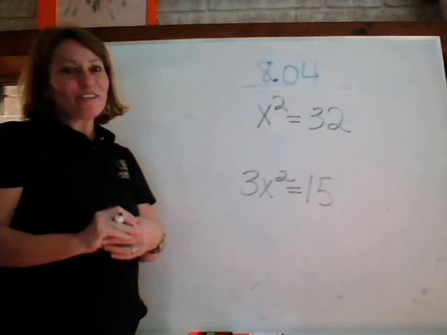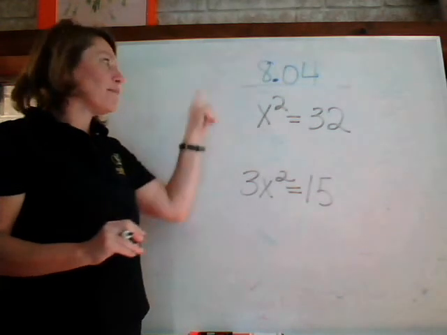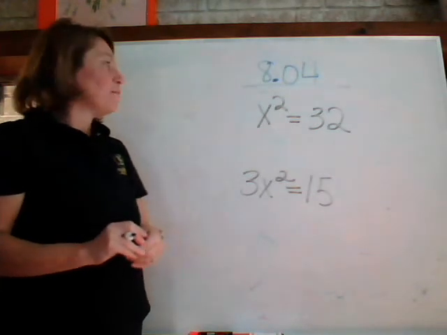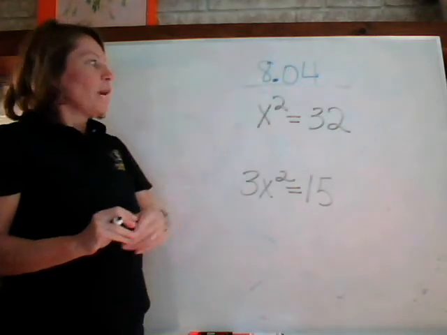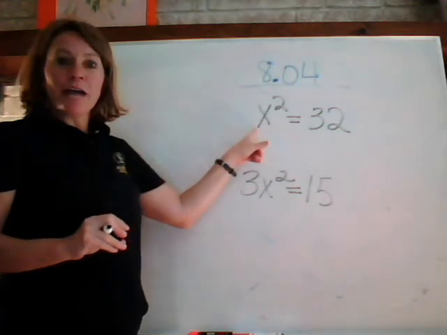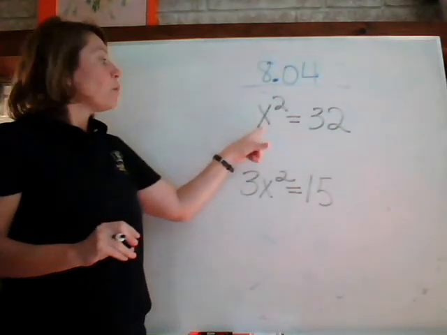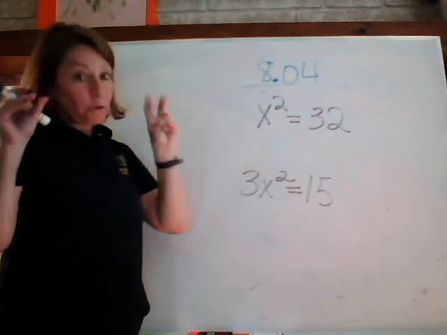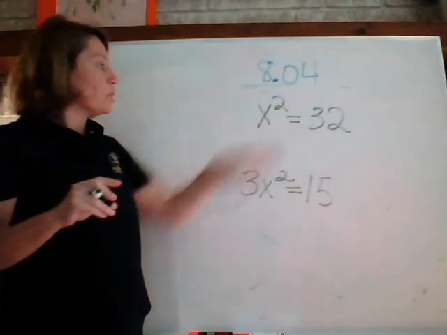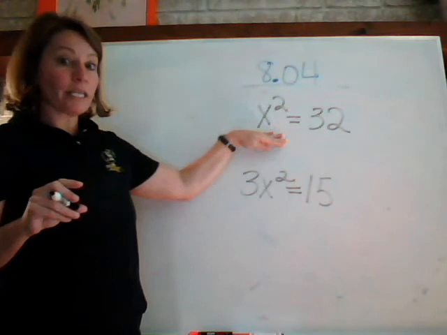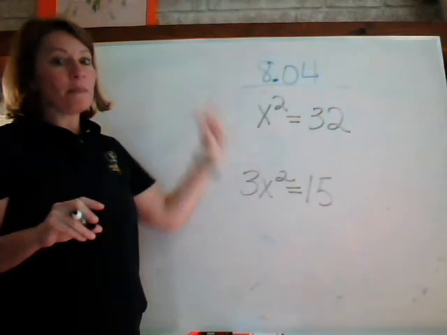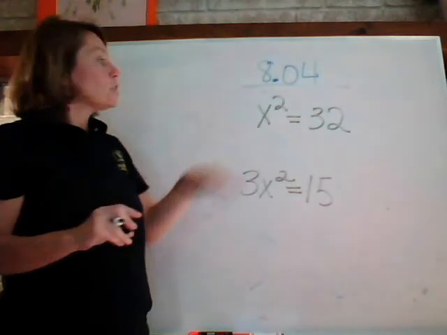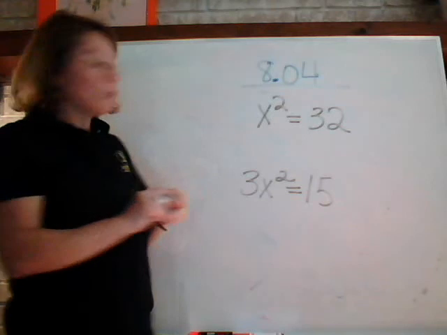This is solving quadratics part 2, but this is the first lesson in 8.04. What I'm going to do is show you how to quickly solve quadratics that are missing the middle term, or the b, the linear portion. You have the quadratic portion, which is x squared, but you're missing the b term, or bx. So this is a quick way to do this.